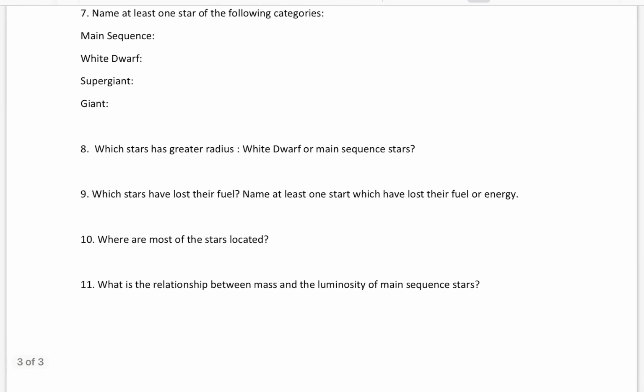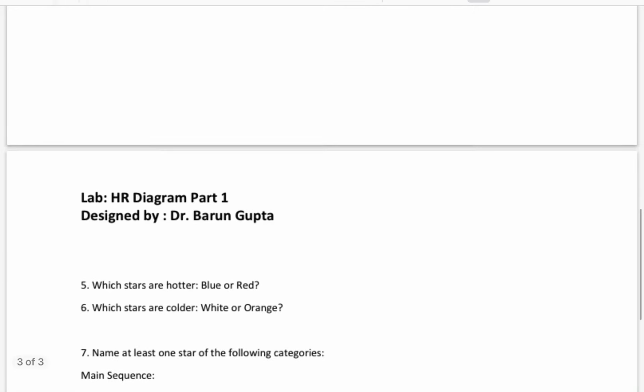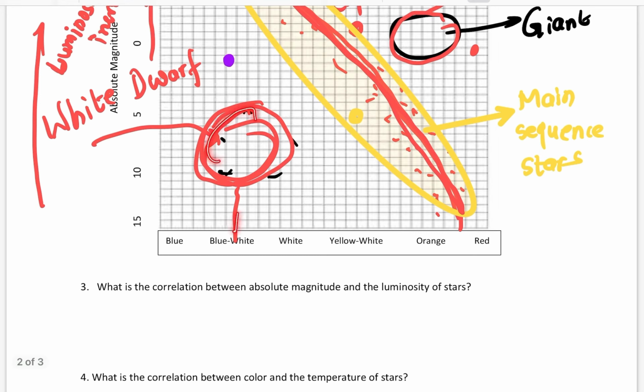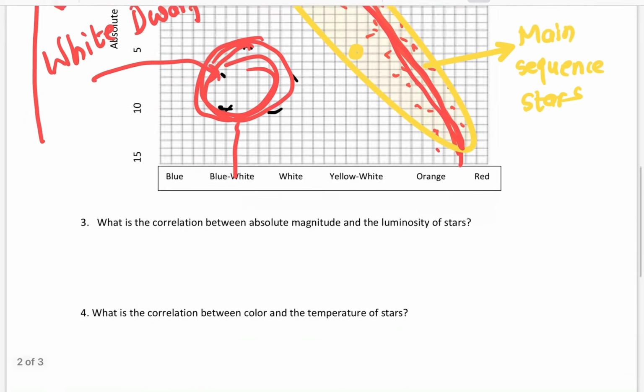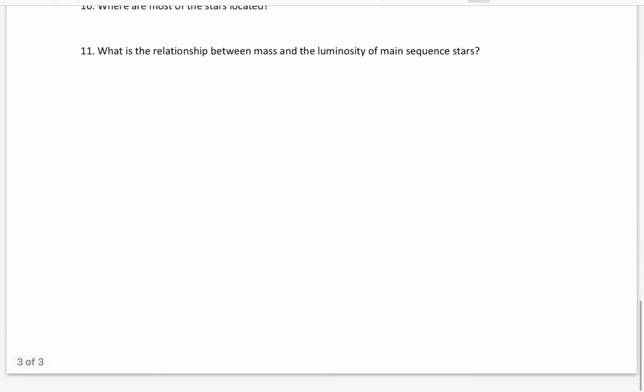So next part now. Which stars have lost their fuel? You already know the answer, the white dwarf. They are almost at the end of their life. They have almost burned their energy. Okay, so from that information, you should be able to identify the blue-white star within this range of absolute magnitude would be the white dwarf. The blue-white, or close to white, star within this region would be the white dwarf.